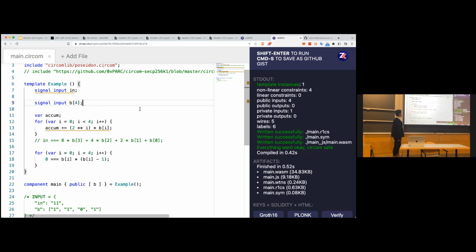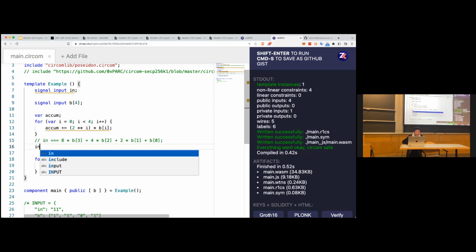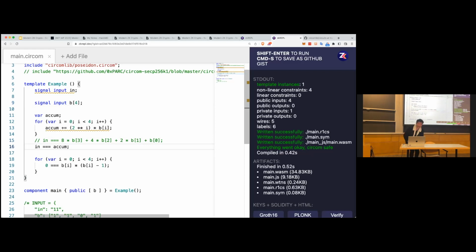And at the end of this, what I'm going to write is in is constrained to equal accumulator. And what this is basically saying is that accumulator has rolled up these 4 terms. So under the hood, this is basically just getting blown up into exactly what that expression is. Does this make sense? Yes, question?